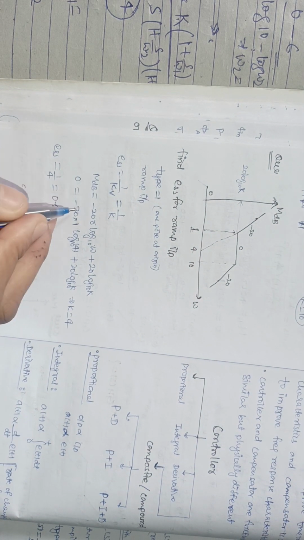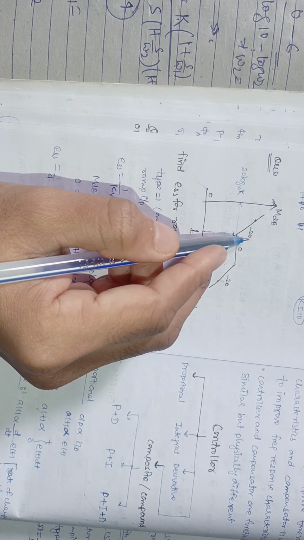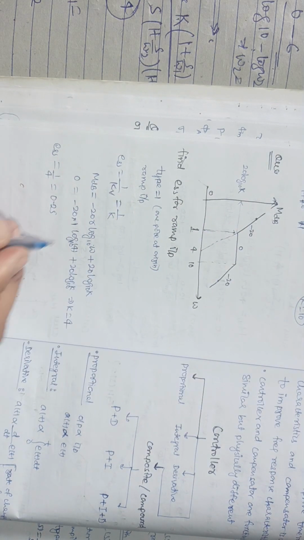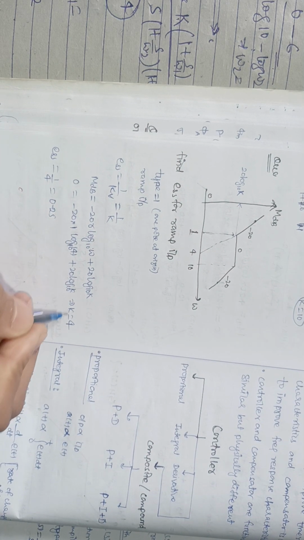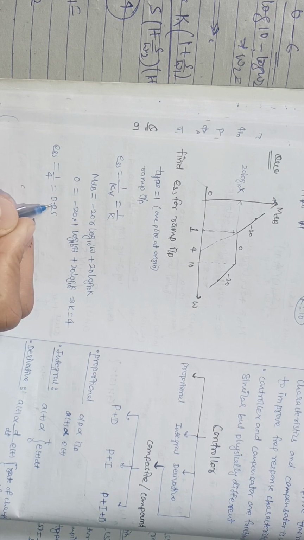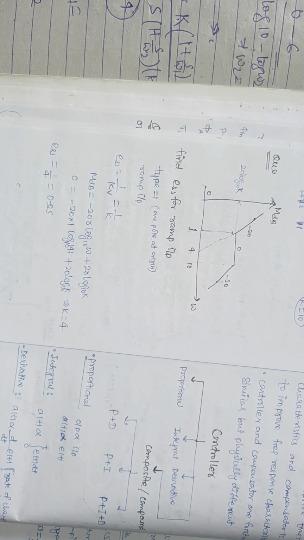So magnitude is 0 equals minus 20 into r, where r is 1 since only one pole is present, plus 20 log of k. So k equal to 4. The steady state error becomes 1 by 4, which is 0.25. So hope you will get it.